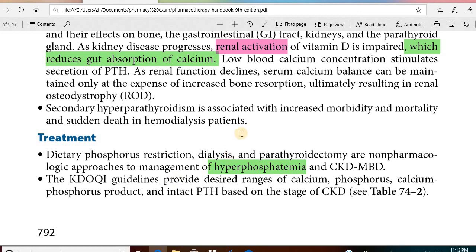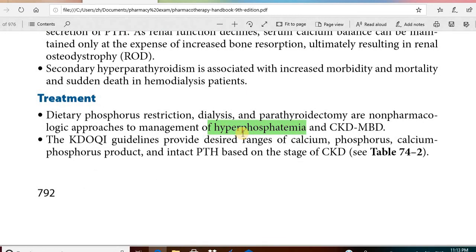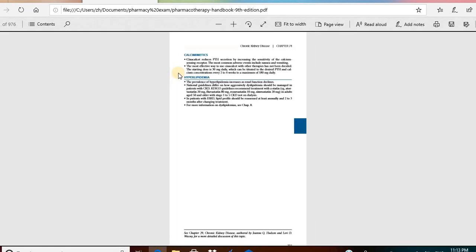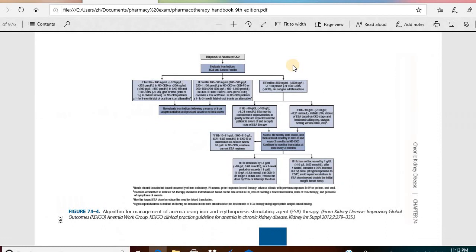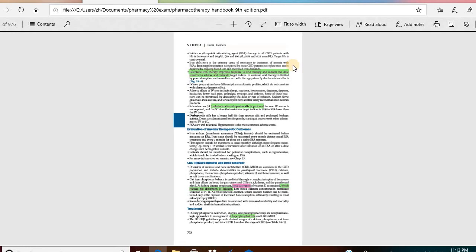So here you can see, up till now we have discussed if the patient has diabetes mellitus and the kidney disease, how to treat this. If the patient has hypertension, how to treat the disease, and if the patient has hyperphosphatemia, how to treat the disease.